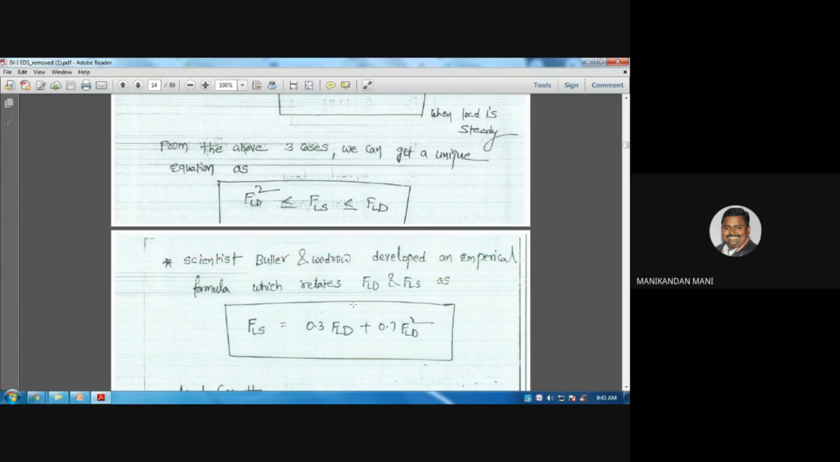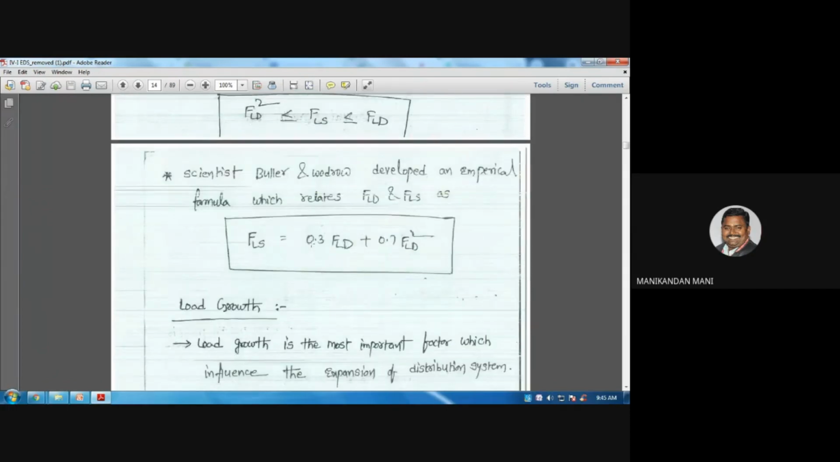So here FLS is equal to 0.3 into FLD plus 0.7 into FLD square. So we can substitute here the value. So the final relation, the relationship between the load factor and the loss factor, is FLS is equal to 0.3 FLD.